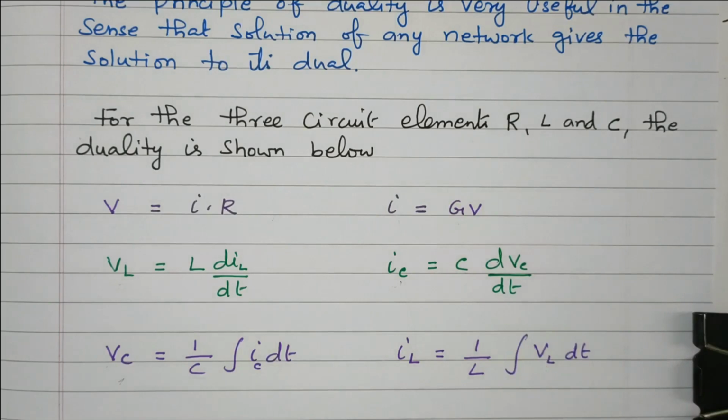So in this video we discuss what is meant by dual network, what is the duality, what are the properties available, and we discuss the tabular column of the original network and the dual network, and also the duality of the basic three elements: resistor, inductor and capacitor.